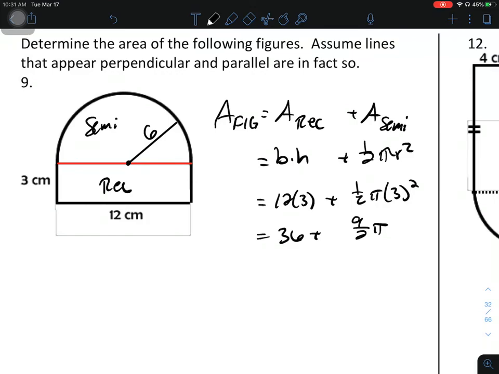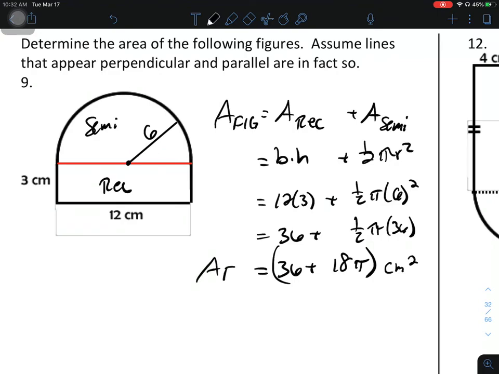I'm sorry, I messed up. This is 6. I wrote a 3. I cut 12 in half twice. Noob. That's going to be half times pi times 36. So we're going to have 36 plus half of 36, which is 18 pi. So this is the area, and the units we're using is square centimeters. That's the area of this figure.